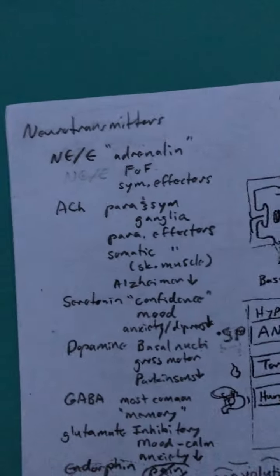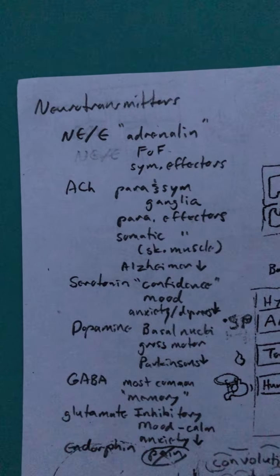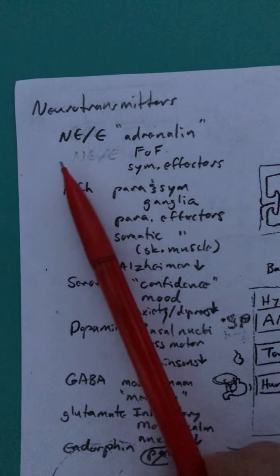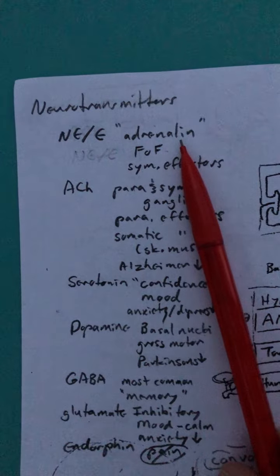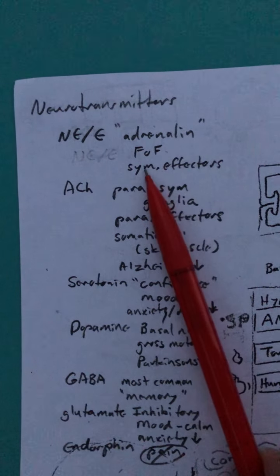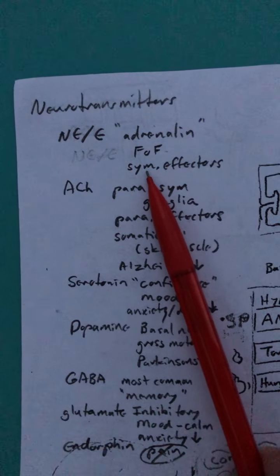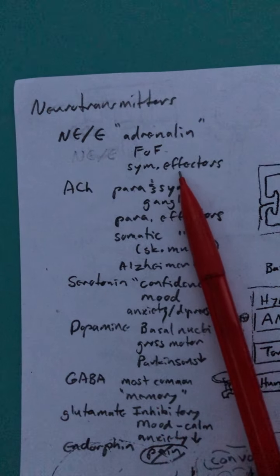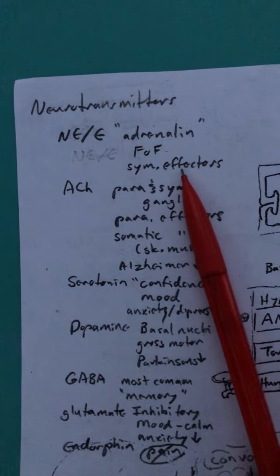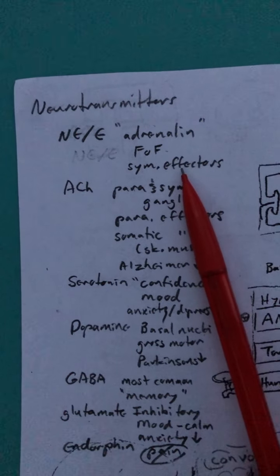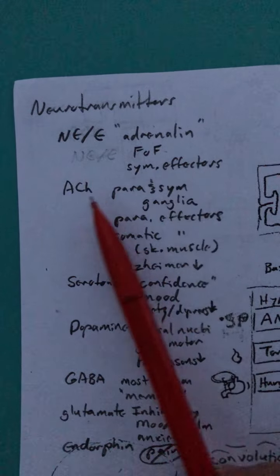Up here, in a running-out-the-door kind of approach before the sun goes out completely, epinephrine and norepinephrine is what we commonly call adrenaline. It's part of your fight or flight sympathetic reaction to things. More about this in chapter 15. But sympathetic effectors, that is things that are influenced by the sympathetic nervous system, that's where norepinephrine and epinephrine are released.